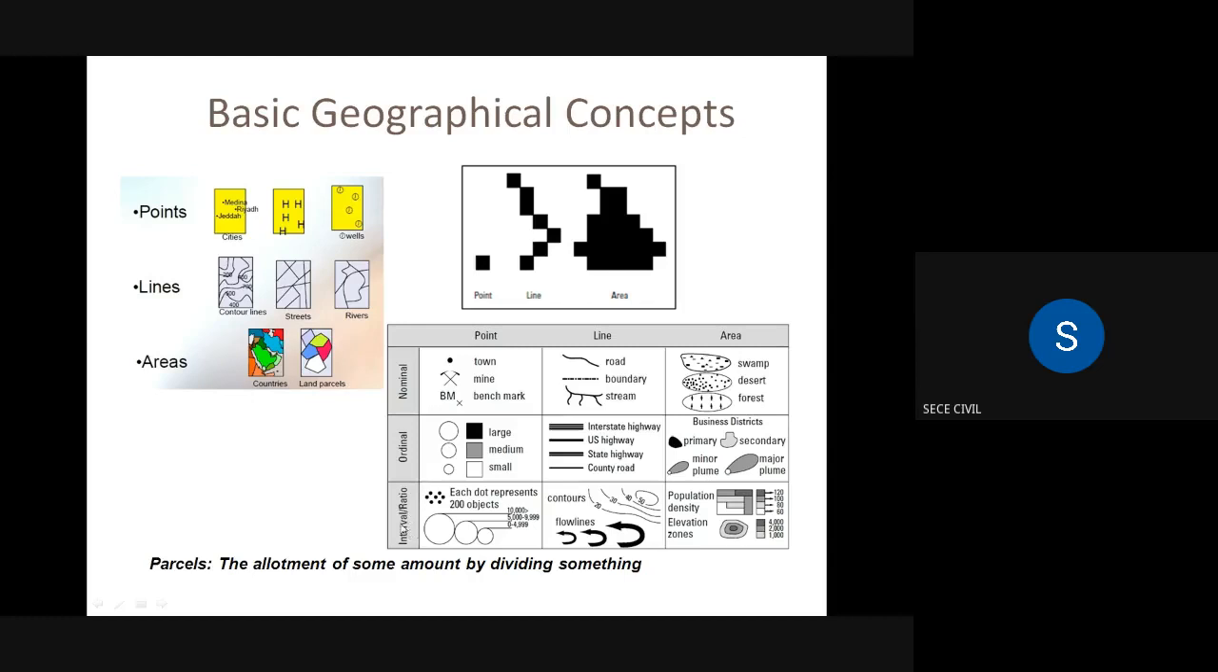Then interval ratio. For points, they'll use this type of symbol. Each dot represents 200 objects. Then for contours, flow lines, and for population density, they'll use this, like a bar diagram. Each box denotes a population count only.